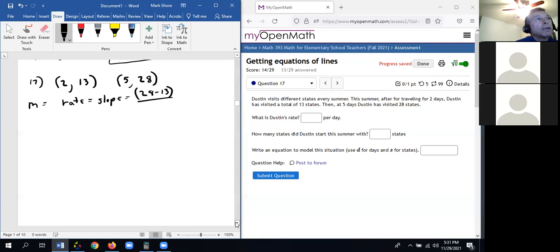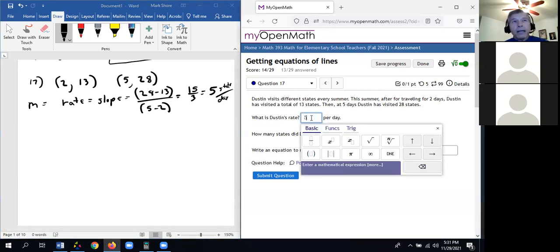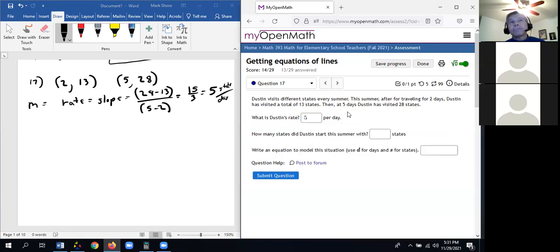And on the bottom, 5 minus 2. If you work that out, on the top you have 15 over 3, which is 5 states per day. And they give you the units. Dustin's rate is 5 states per day. Then that was part A.